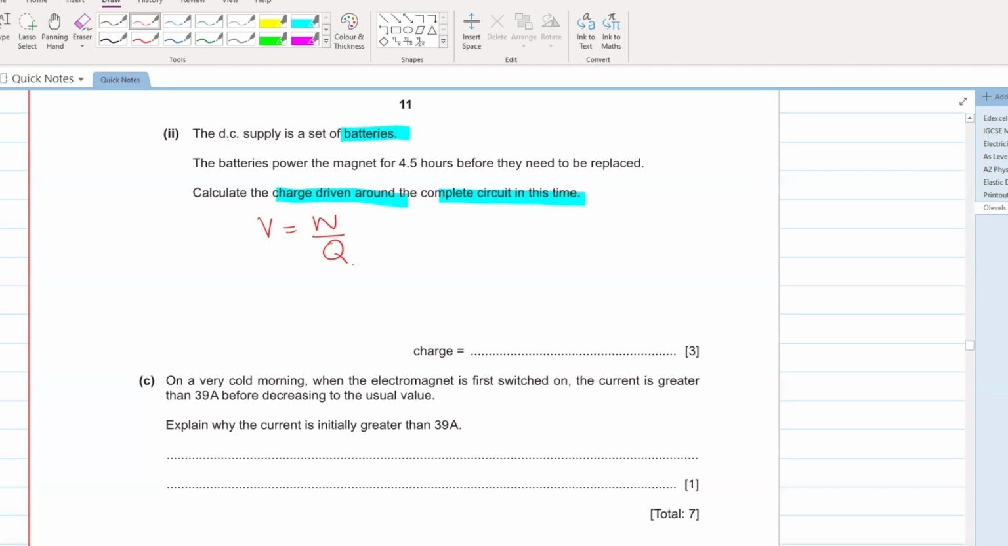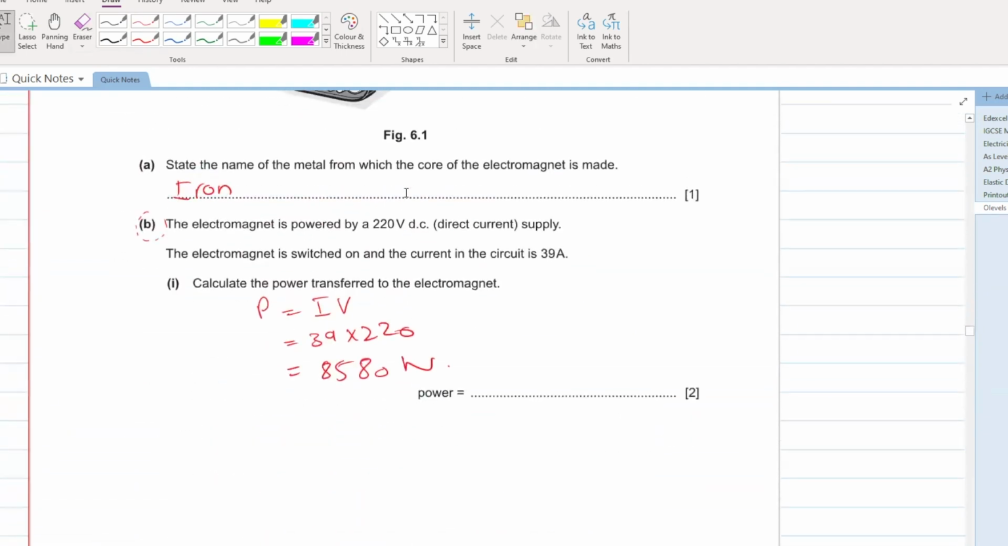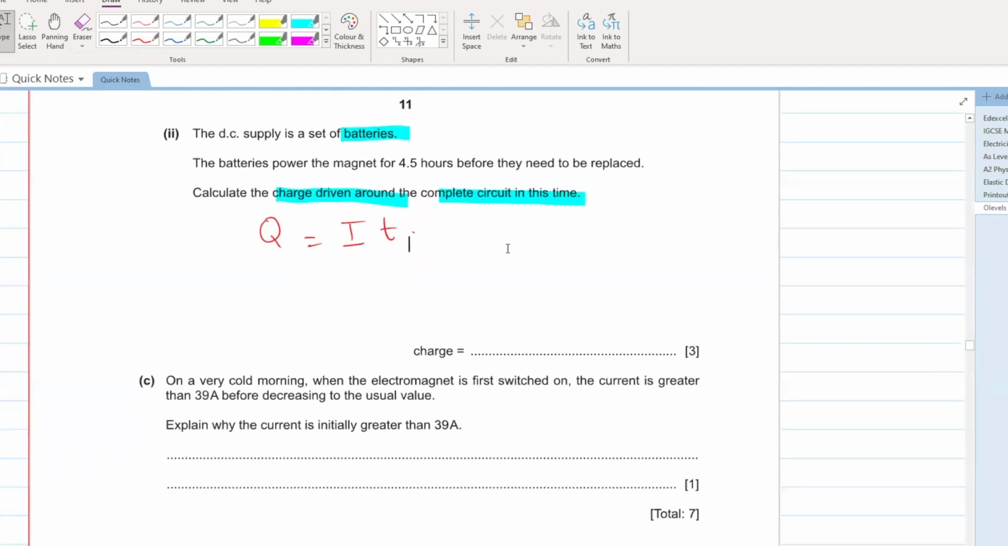We can say that charge is equal to current into time. What is the current here? 39, multiplied by the time of 4.5 hours, that is 4.5 into 60 into 60. What does your charge come out to be? 39 into 4.5 into 3600. What does the charge come out to be?